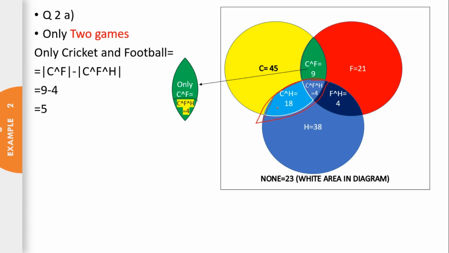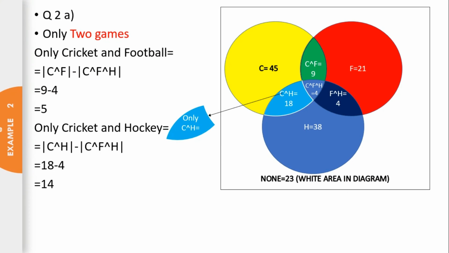This whole part is C intersection H. We just have to separate out this portion, then we will get the sportsmen which are playing only cricket and hockey. By diagram we can say that this whole portion is your C intersection F. So this minus this common portion will give you only sportsmen which are playing cricket and football. So that equation will become C intersection F minus C intersection F intersection H, which will give you the value 5. 5 sportsmen are there which are just playing cricket and football.